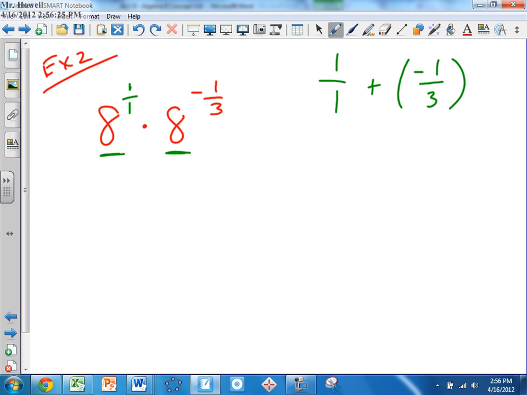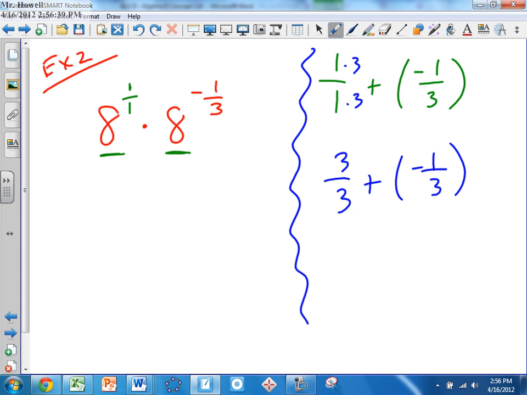So Karen said, well, let's just make it 3 over 3 instead. So let's multiply this by 3, multiply this by 3. You get 3 over 3 plus negative 1 over 3. So I'm doing all this work on the side. Remember, this is not really in my answer. This is just the exponent work I'm doing all on the side. So I wanted to add this 1 over 1 together with this negative 1/3. That's what I'm showing you here.